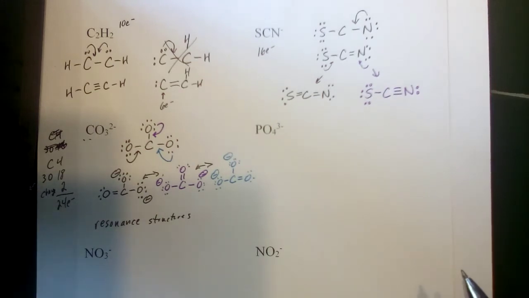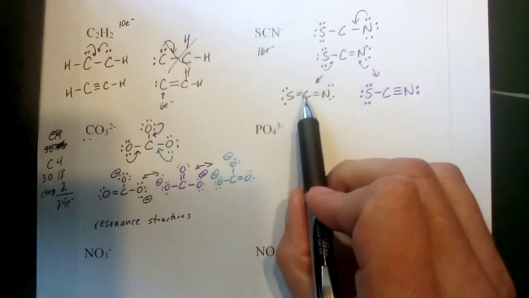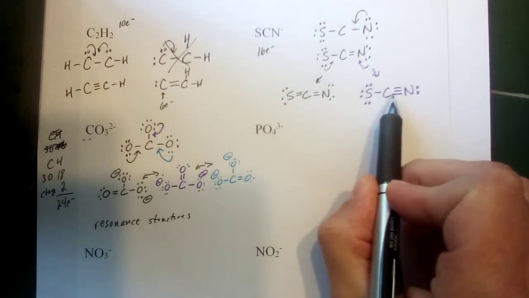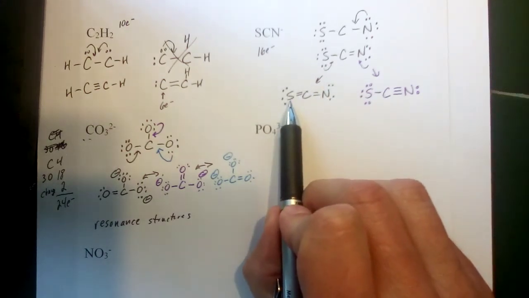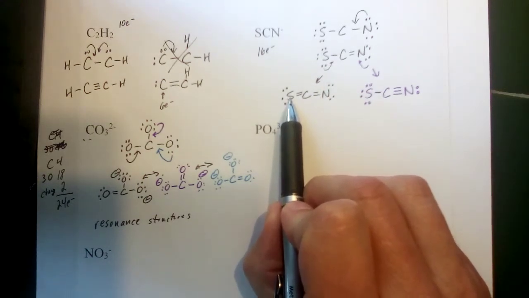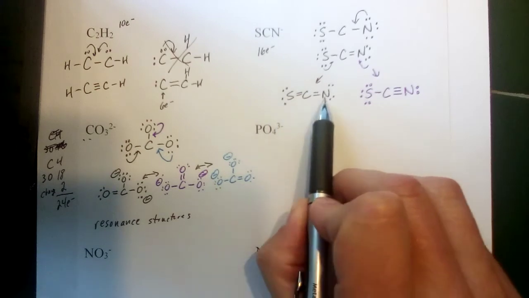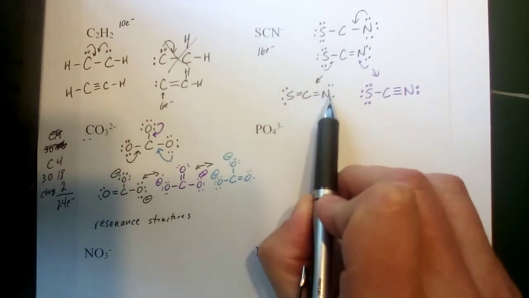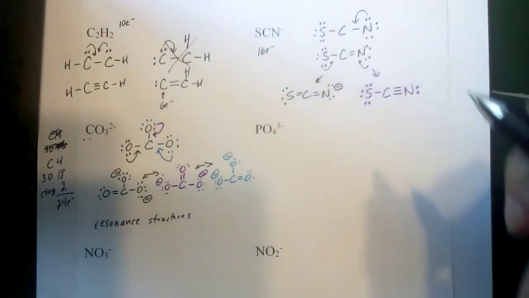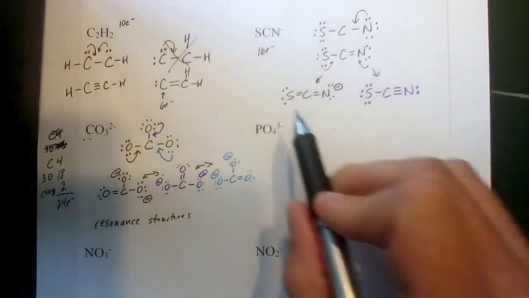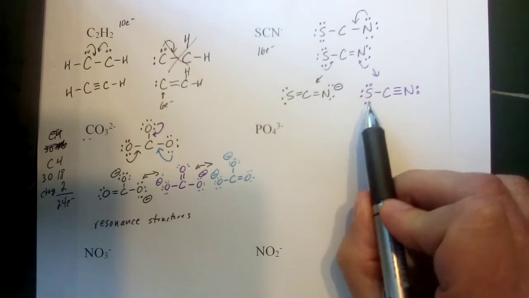So the big difference here between these structures is going to be formal charge. The carbon is 0 in both. It's got 4 bonds, even though they're differently distributed. Over here on the left, sulfur has a 0 charge, 6 minus 2 minus 4. But nitrogen is 5 minus 2 minus 4. That's where the negative charge resides. The -1 formal charge is on the nitrogen in the molecule on the left.